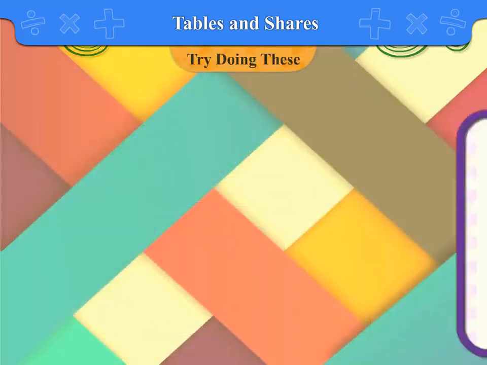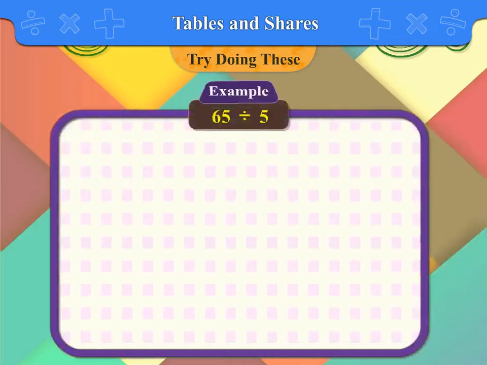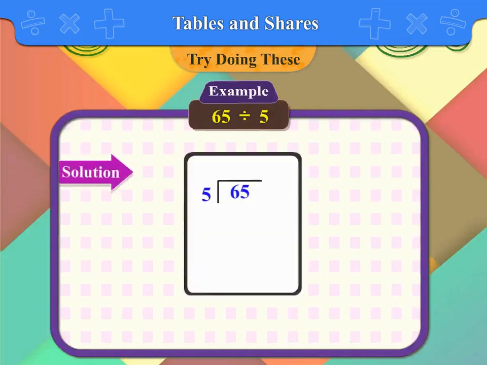Try doing these. Example, 65 divided by 5. Solution. If we start from 10, the multiplication of 5 and 10 is 50. 65 minus 50 is equal to 15. We get 15. Now say the table of 5 till you get 15. 5 into 3 is equal to 15.